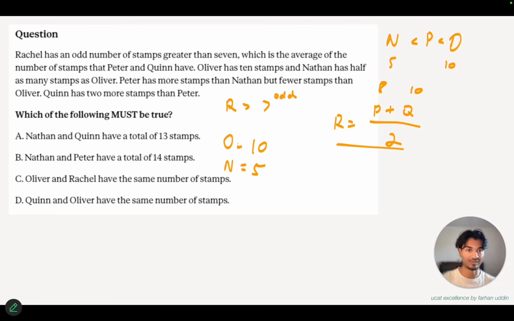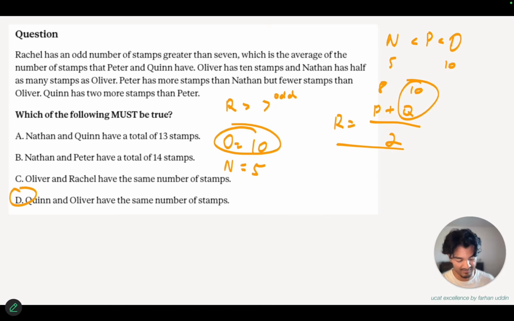So then, based on that, we can answer the questions. Nathan and Quinn have a total of 13 stamps. So we've got 5 plus 10. That's not true. We've got Nathan and Peter have a total of 14 stamps. 5 plus 8. Again, that's not true. Oliver and Rachel have the same number of stamps. We've got Oliver on 10 and Rachel on 9. That's not true. And then so by elimination, we're left with D. But we can see that it's true. Quinn and Oliver have the same number of stamps. And therefore, D is your answer.